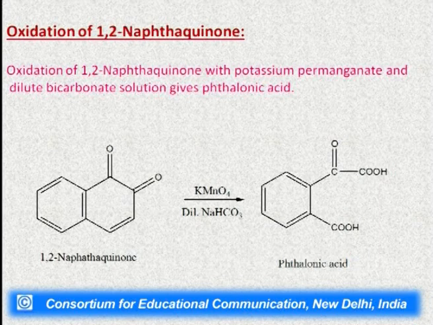This 1,2-naphthaquinone isomer of naphthaquinone can also undergo an oxidation reaction. On oxidation with potassium permanganate and dilute sodium bicarbonate solution, it will give us phthalonic acid. Here the oxidation will take place at these 2 carbons, carbon number 1 and carbon number 2, and the second ring of this naphthalene will oxidize to give us phthalonic acid.